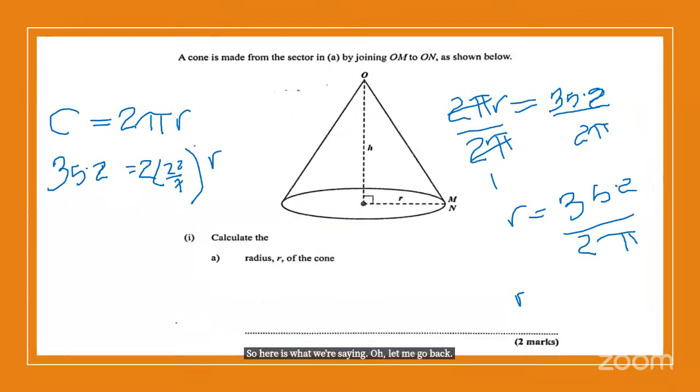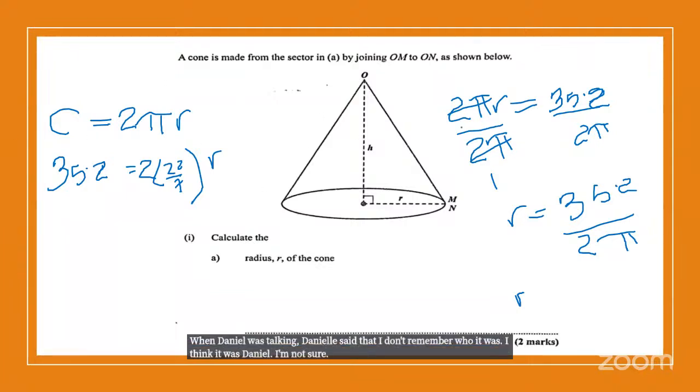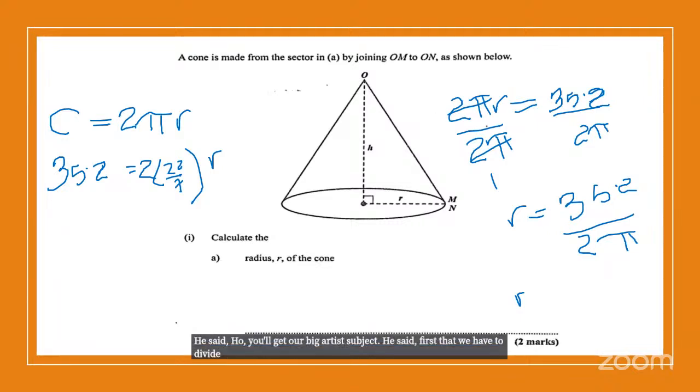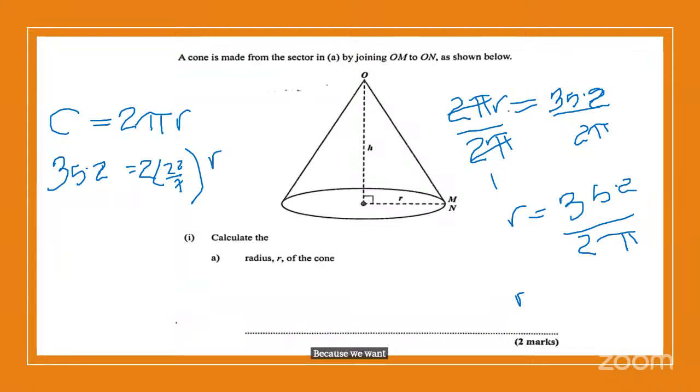When Daniel was talking, I think it was Daniel, I'm not sure, what he was suggesting that we do is make R the subject. So he said, how you get R, make R the subject. He said first that we have to divide both sides by 2 pi, because we want R by itself. So we're dividing both sides by 2 pi. You seeing that, Amoya? Yes, Miss.